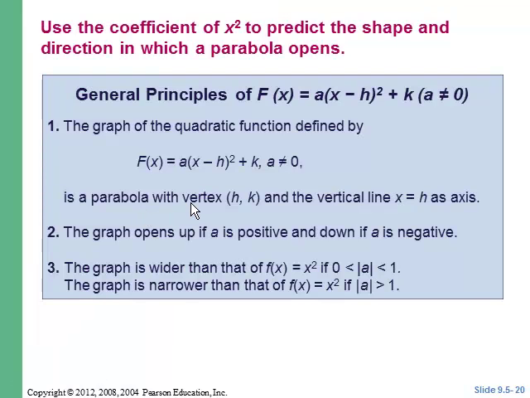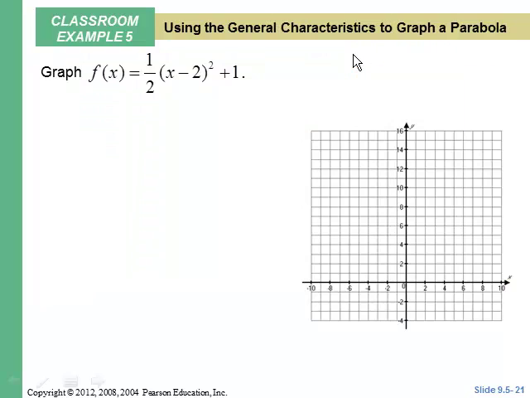So, now we've got another thing to add in. This tells us how far up and down to go. This tells us how far left and right to go. This tells us how stretchy it is. And if it's negative, it goes like this. If it's positive, it goes like that. So all of those different things help us graph these parabolas.